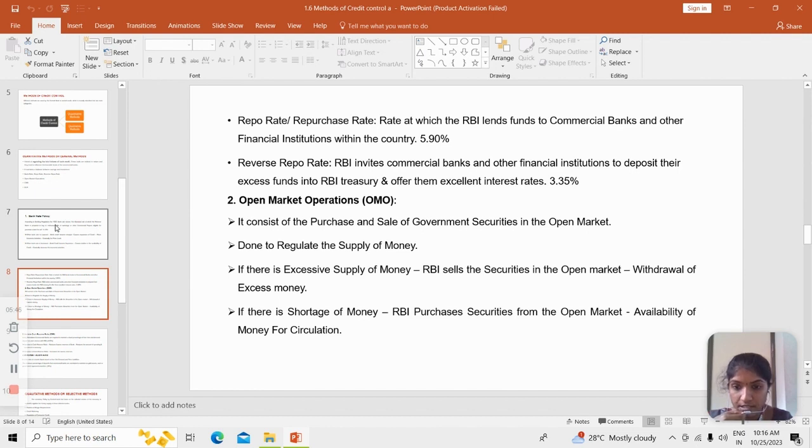So this is the first case where RBI will operate this second quantitative method, when there is an excessive money supply in the economy. The RBI will sell their securities in the open market in order to withdraw the excess money. The second case is that if there is a shortage of money in the economy, the RBI will purchase securities from the open market in order to make the money available for circulation in the economy.